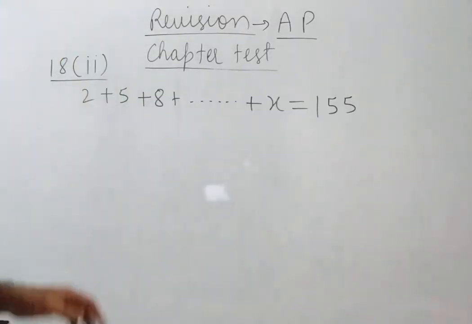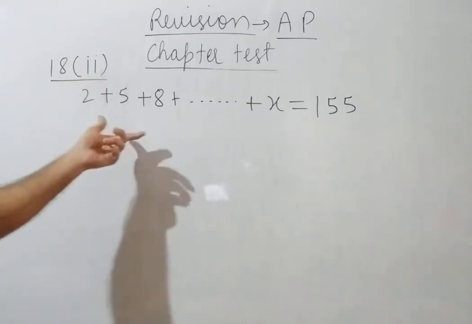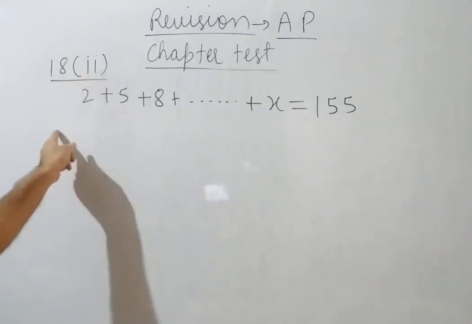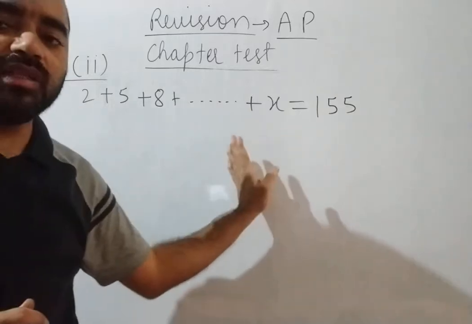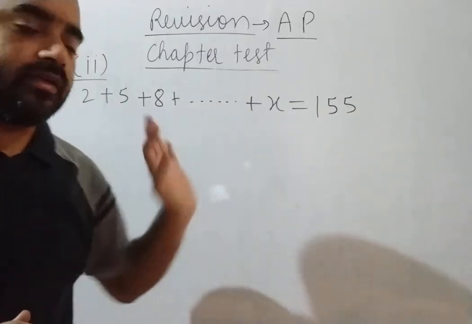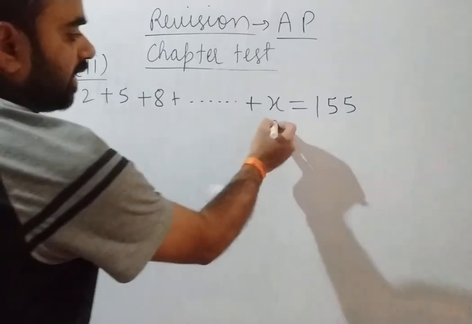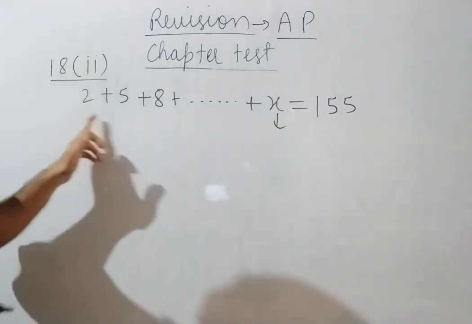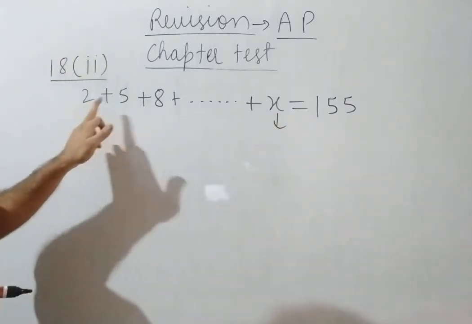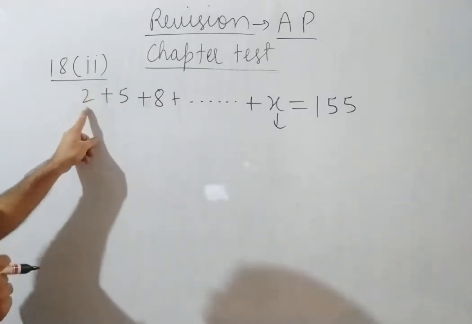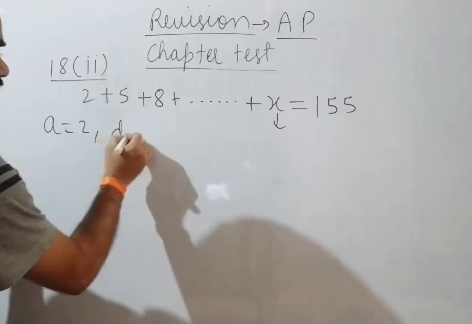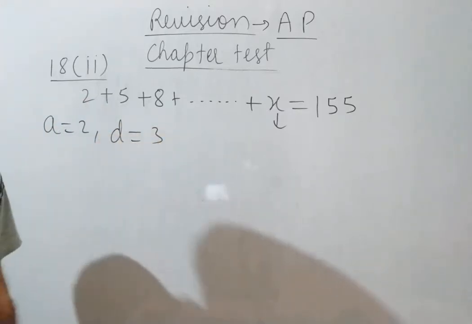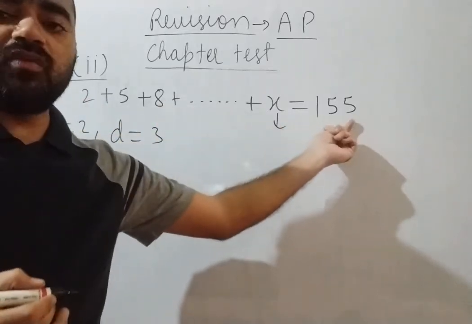Now next is 18, second part. We have to solve the equation. Solve the equation means we have to find the value of the variable contained in the equation. So it means we have to find x. You can see this sequence is an AP: 2, 5, 8, with first term 2 and common difference 3. Correct? And the sum is equal to 155.